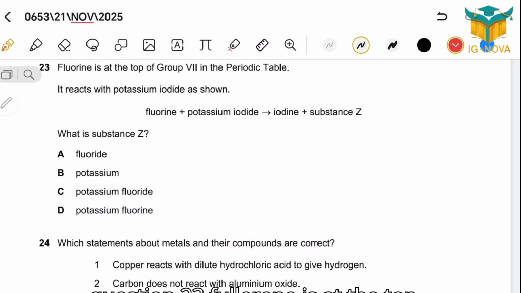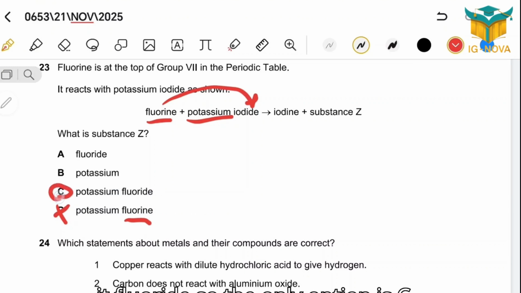Question 23. Fluorine is at the top of group 7 in the periodic table. It reacts with potassium iodide as shown. So fluorine plus potassium iodide will give iodine plus substance Z. You know what happens? Fluorine is more active than iodine, so it will displace it. So you got iodine, and the substance must be potassium fluoride because fluorine displaces iodine. So potassium fluoride, be careful here. Potassium fluorine is excluded because fluorine, when it becomes in a compound, it becomes an ion, so we call it fluoride. So the only option is C.